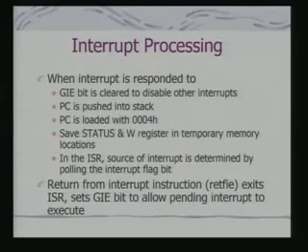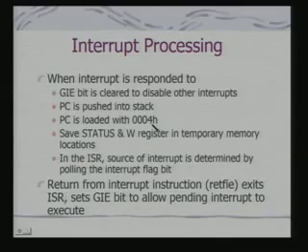So, what shall I do to process an interrupt, or what is a PIC supposed to do to process an interrupt? When an interrupt is responded to, the global interrupt enable bit is cleared to disable other interrupts.